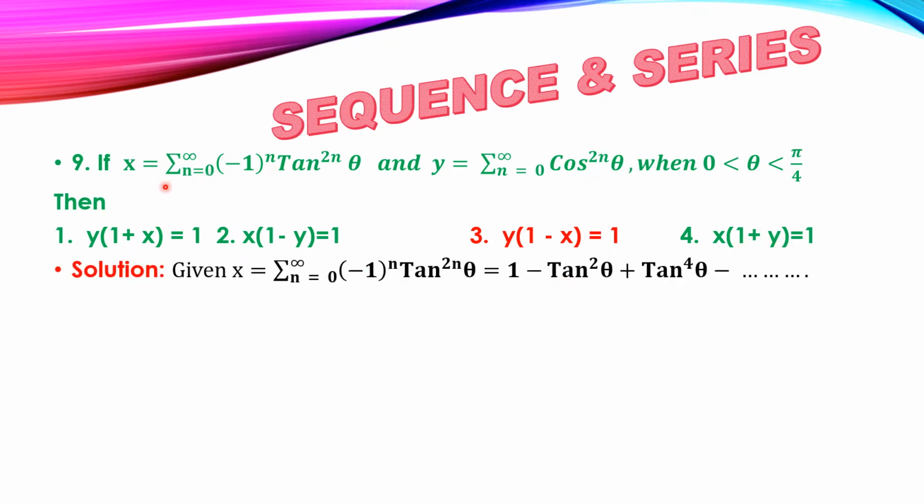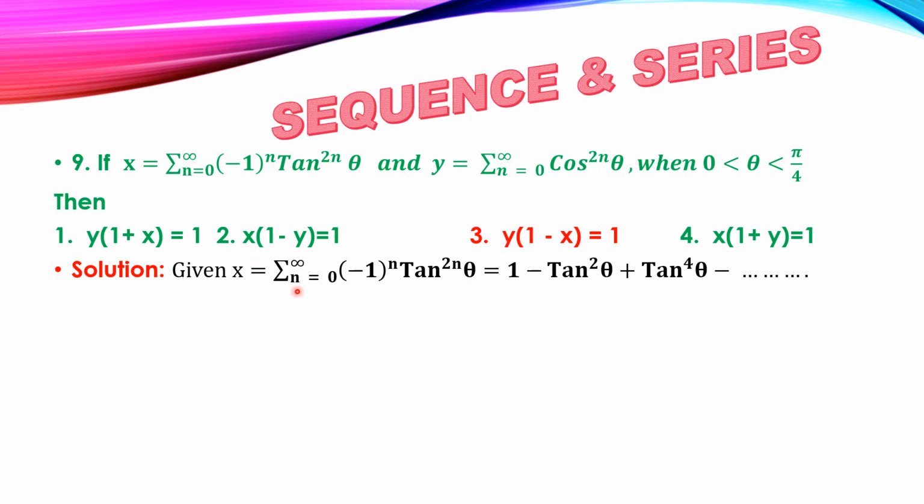In the given problem, the value of x equals to the series n equals 0 to infinity minus 1 power n tan power 2n theta. Now we expand this series. Here first we take n equals 0 in this term, minus 1 power 0, that means 1, tan power 2 into 0 theta, tan power 0 theta, that means this is also 1. Total value will be 1. This is the first term.